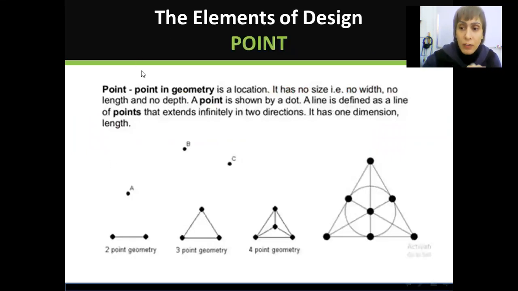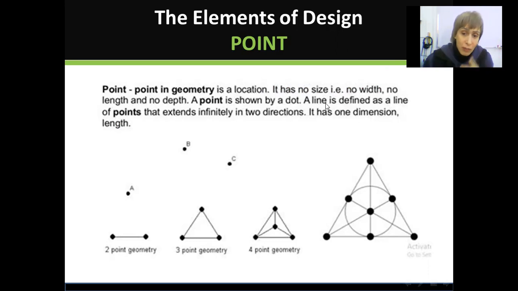Now, let's start with the first element, which is the most simple one. It is a point, okay? The point, just point, or many points together. So what is a point? Here is a definition. A point in geometry is a location, a place, okay? It has no size, no length, no depth. It is a dot. A point is a dot, okay?